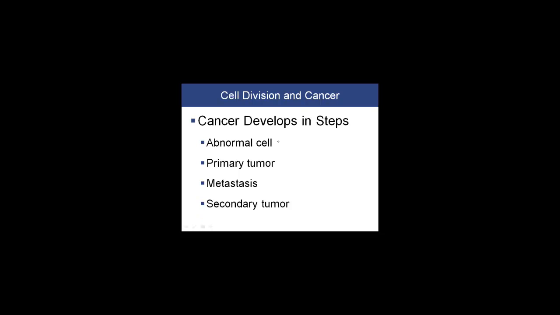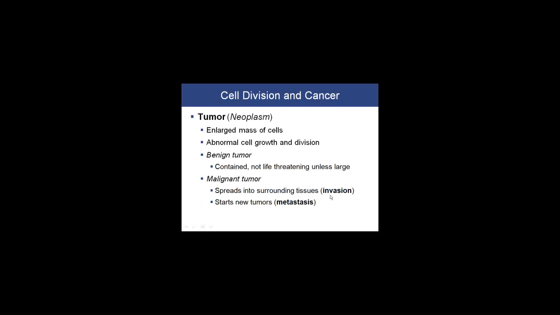We start off with an abnormal cell, a single cell that is abnormal, and that cell is going to produce a primary tumor, which will then have the potential to spread throughout the body, forming secondary tumors. Tumors are called neoplasms, and it's basically a very enlarged mass of cells, and these cells exhibit uncontrolled cell growth and division. So if you have a single cell that mutates and becomes a cancer cell, it's going to start dividing uncontrollably. And that uncontrolled cell growth and division is going to produce a primary tumor.